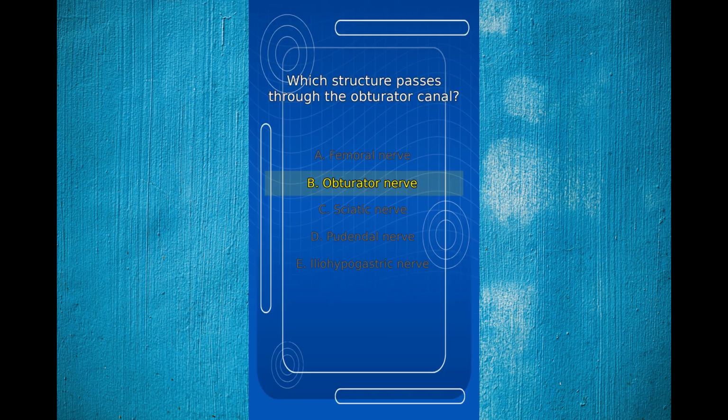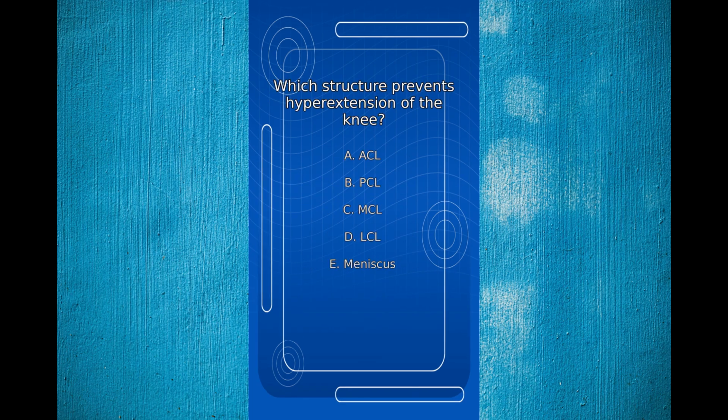The correct answer is B. Obturator nerve. The obturator nerve exits the pelvis through the obturator canal to supply the medial thigh. Which structure prevents hyperextension of the knee?